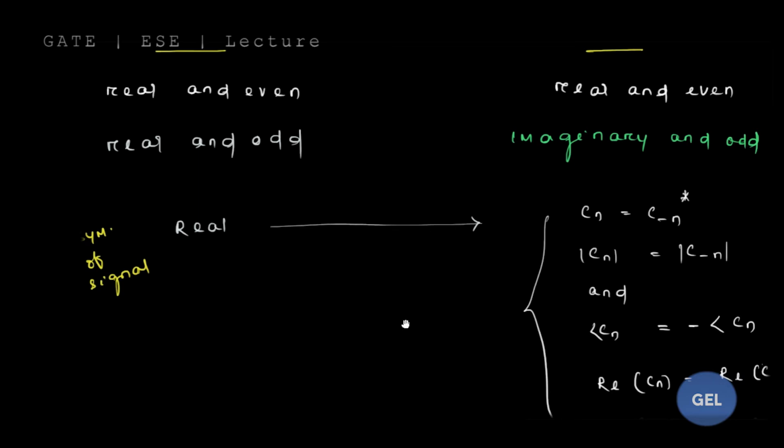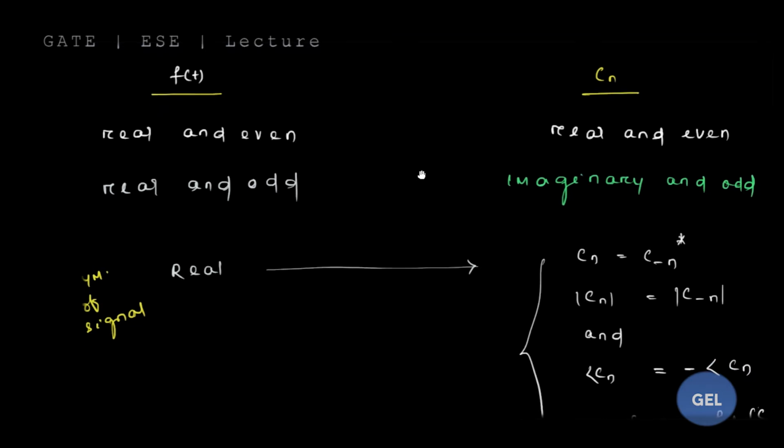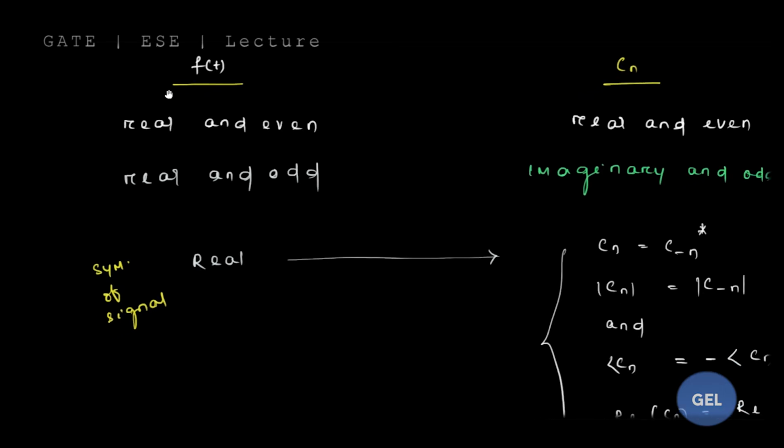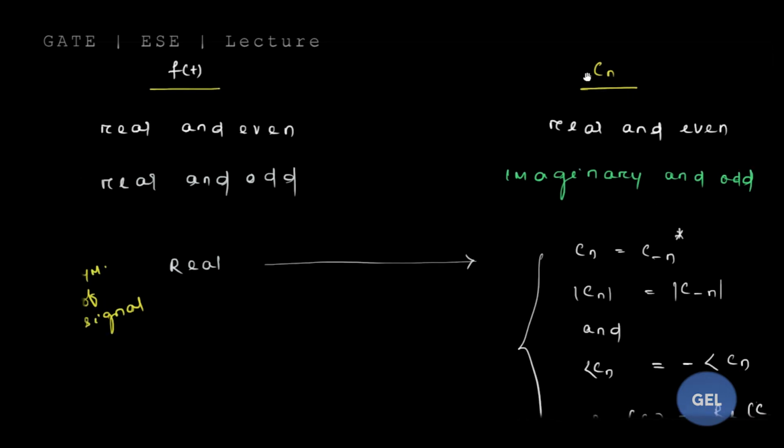The question will come directly, but it is quite difficult to use this property for a lot of students. Now I'm going to discuss a very simple question whose answer can be found through this property, and how to analyze the answer so that you can understand. Look here, this property says if your f of t is real and even, or real and odd, your Fourier coefficient will be real and even, and imaginary and odd respectively. Like if it is real and even, then definitely your Fourier coefficient will come out to be real and even.